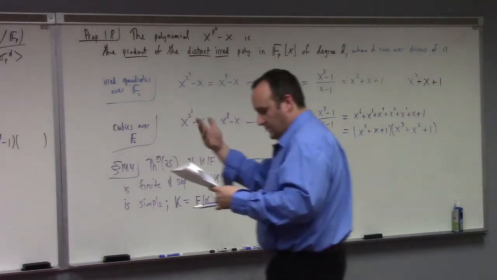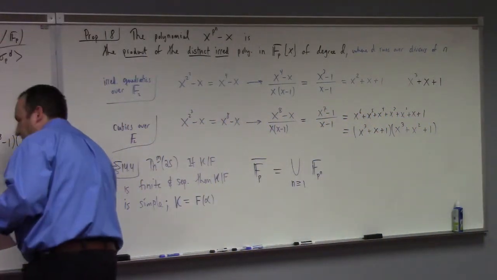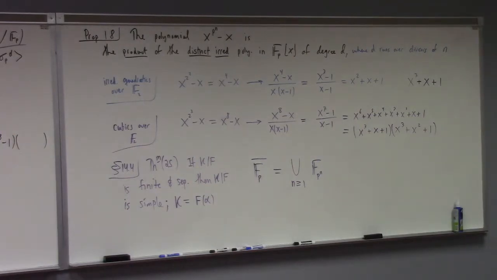Now that brings us to section 14.5, which is another neat example. This time, characteristic 0.